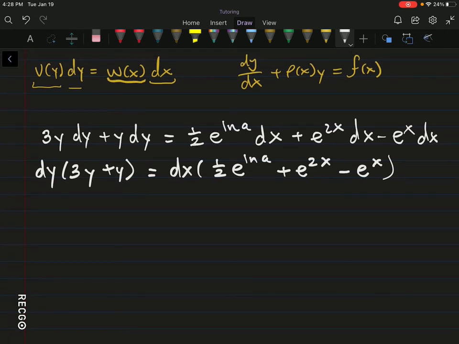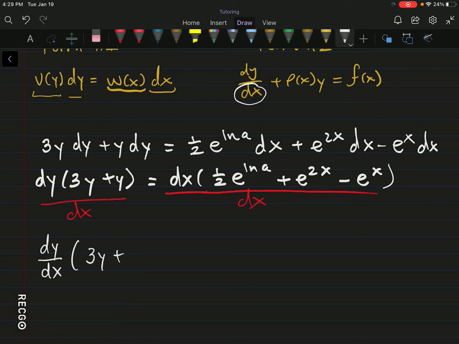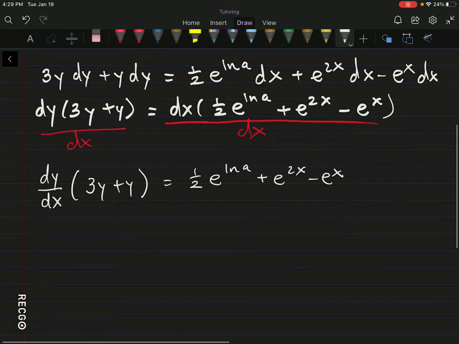Okay, so let's try to put this in form 2. If we're trying to put this in form 2, then we need to have dx as the denominator of dy. So we'll go ahead and divide both sides by d of x. Right, and we get dy over dx times 3y plus y equals 1/2 e to the ln of a plus e to the 2x minus e to the x.